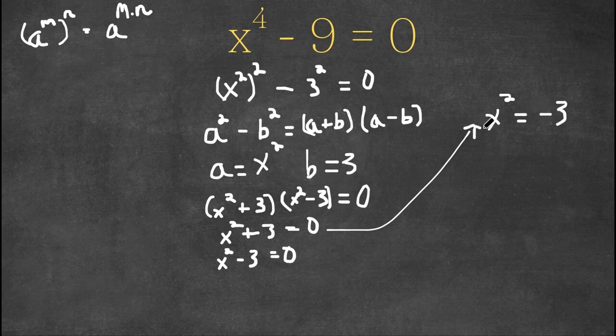Now, if we take the square root on both sides, we get x equals positive or negative square root of 3i. So this is actually two solutions because we have positive and negative.